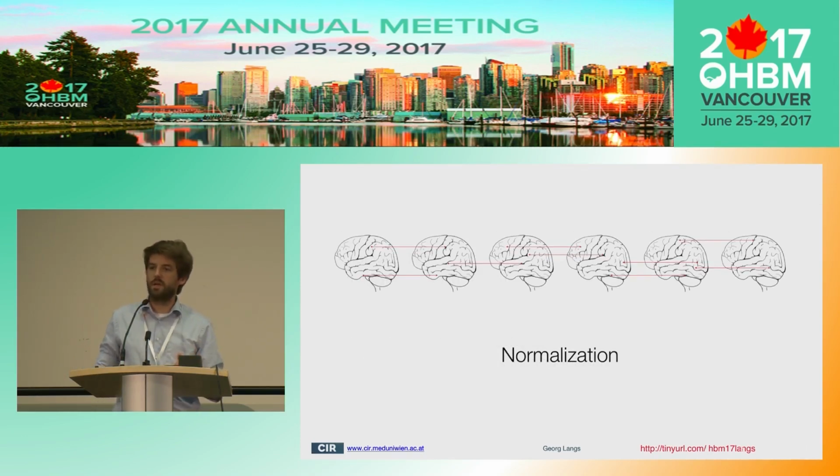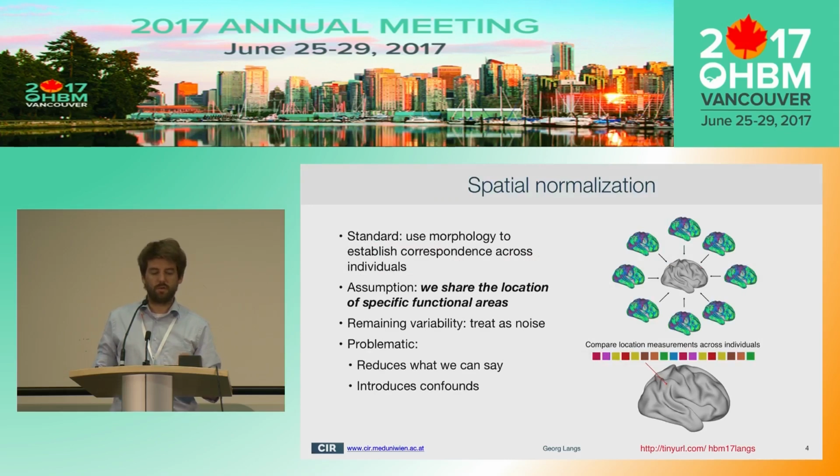So I think all of you are familiar with normalization. Everybody's doing it when you're studying any phenomena in a population. And the typical approach to normalization is to use the anatomical landscape, the anatomical structure of each individual, in order to match corresponding points across persons. The underlying assumption here is that we will do a pretty good job in matching homologous, corresponding functional regions, once we get the matching of the anatomy right.